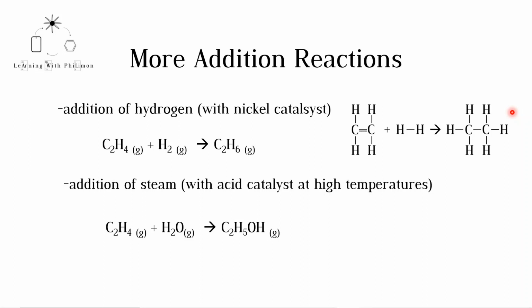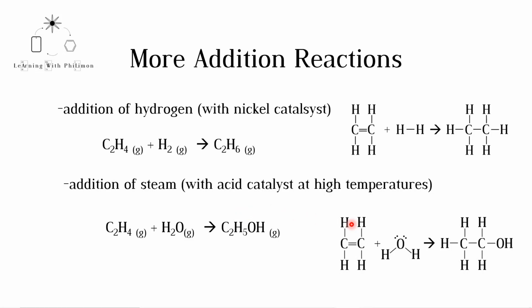Alkenes can also react with steam at high temperatures of approximately 300 degrees Celsius in the presence of an acid catalyst. For example, ethene reacts with steam, water vapor, H2O, to form ethanol, C2H5OH. The carbon-carbon double bond breaks yet again. This time one carbon atom forms a single bond with a hydrogen atom, and the other carbon atom forms a single bond with a hydroxide OH group. In this reaction, an alkene is converted to an alcohol, in this case ethanol. Alcohols are a different type of organic compound that will be discussed in a later video.